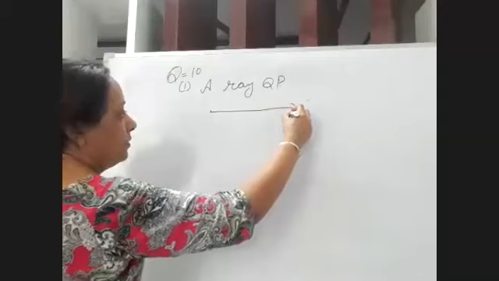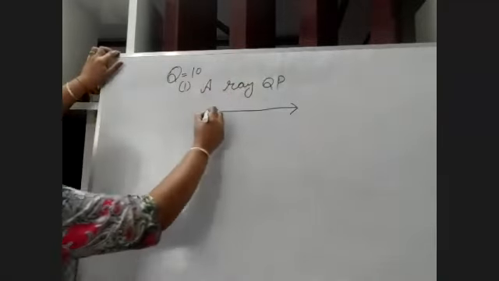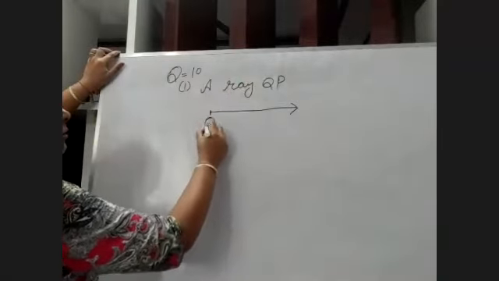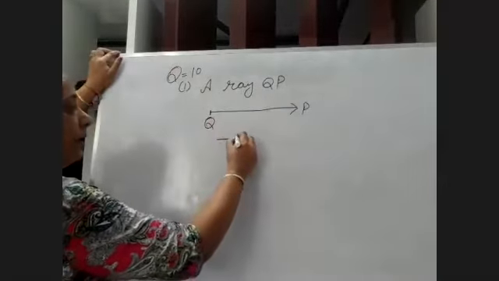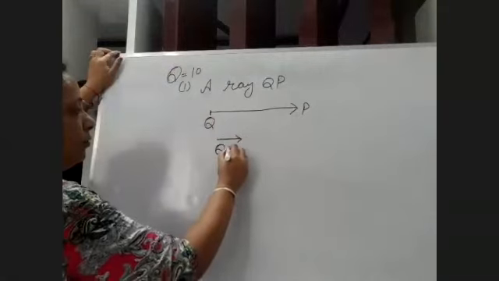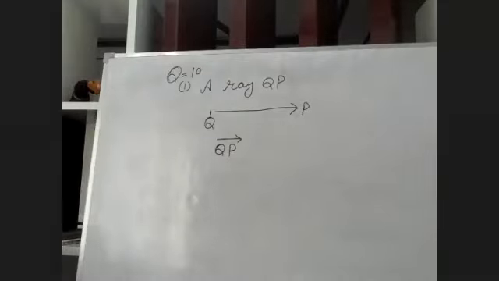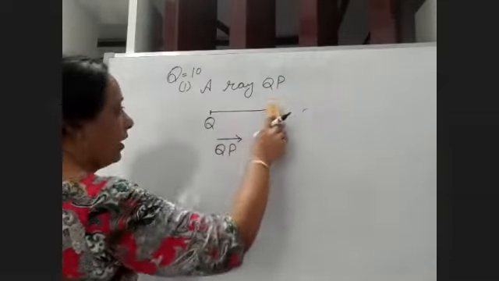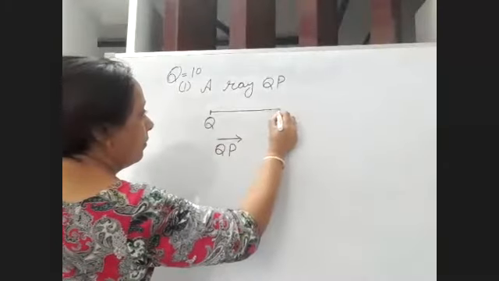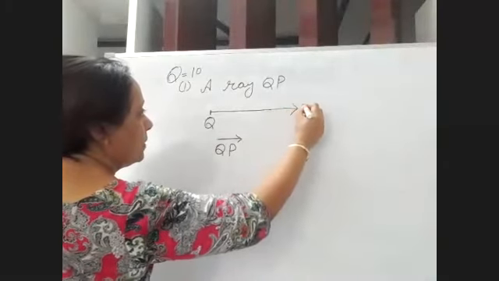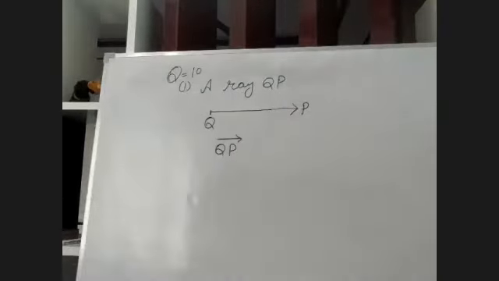And here we'll put an arrow. This is a ray QP. So the initial point is Q and this is P. So write it as ray QP. This is the 10th question, first part. Yes, friends, draw this ray with the help of scale and pencil. A ray QP.